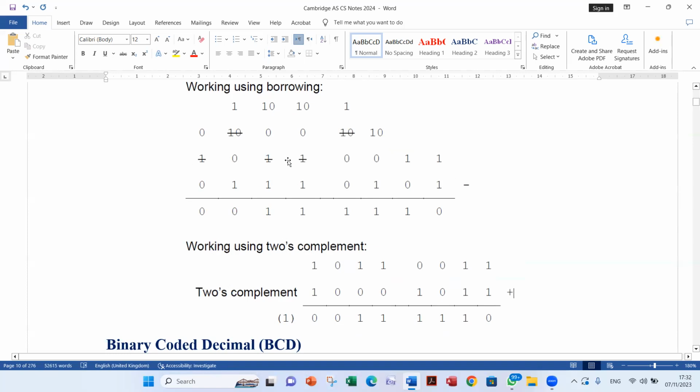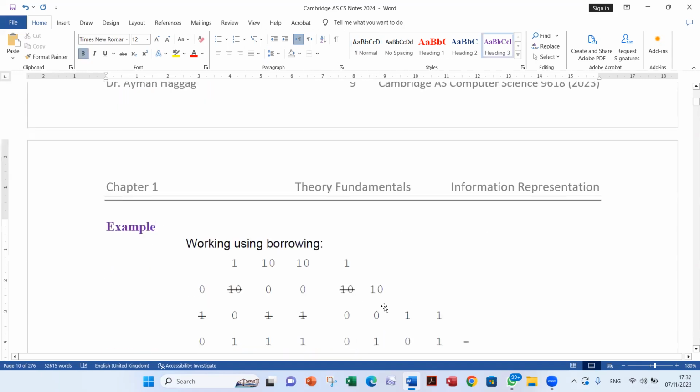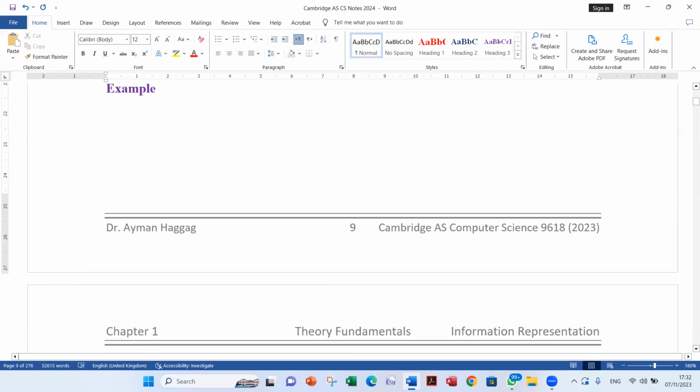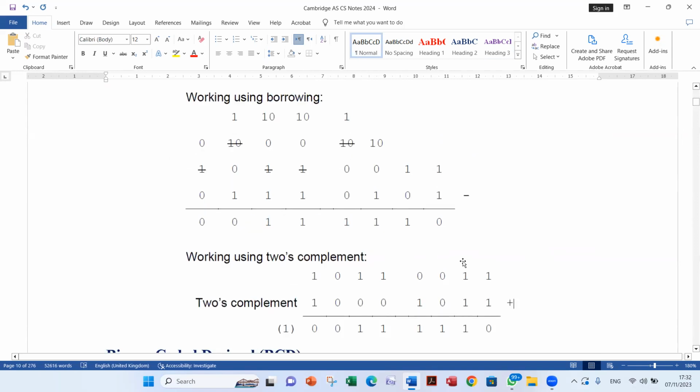1 0 1 1 0 0 1 0 1 1 minus 0 1 1 1 0 1 0 1. This is a different, I'm sorry, this is a different question. Okay, so subtract. Okay, so it is another subtraction. So you can do it in either way.